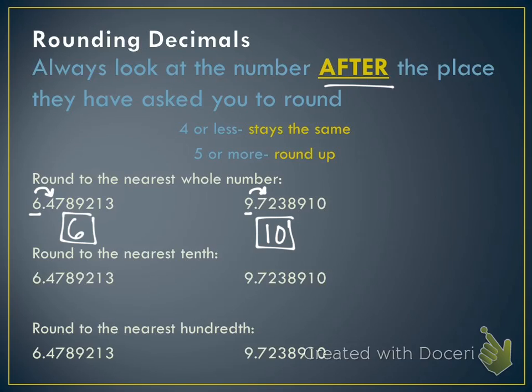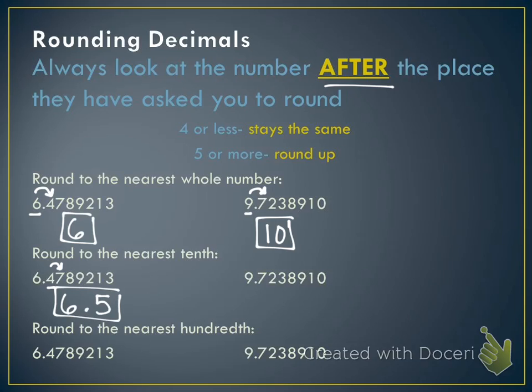Now, what about rounding to the nearest tenth? Noah, what number in this first problem is in the tenths spot? 4. The 4. So what am I going to look at, Javon? 7. The 7. What is that 7 going to tell me to do to the 4? Round up. So my answer, rounded to the nearest tenth, is 6.5.